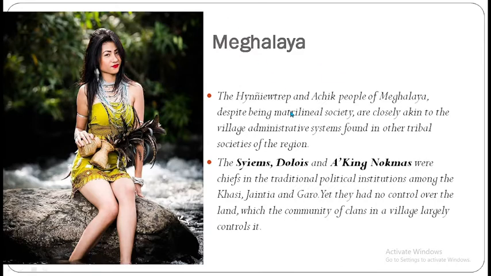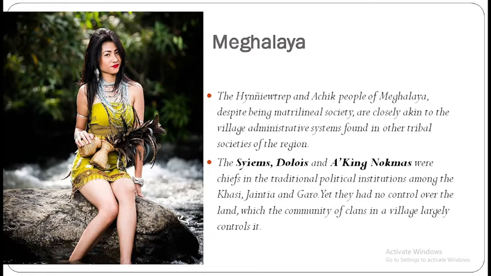The Khasi, Jaintia and Garo people of Meghalaya, despite being a matrilineal society, are closely akin to the village administrative systems found in other tribal societies of the region. The Siams, Dolois, and Nokmas were chiefs in the traditional political institutions among the Khasi, Jaintia, and Garo, yet they had no control over the land, which the community of clans in a village largely controls.